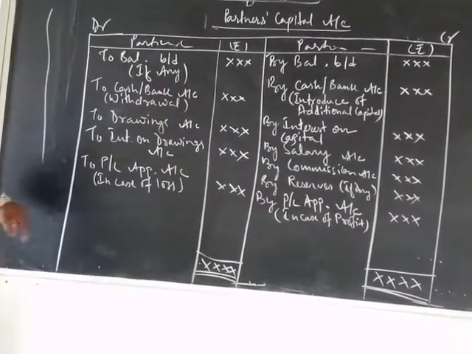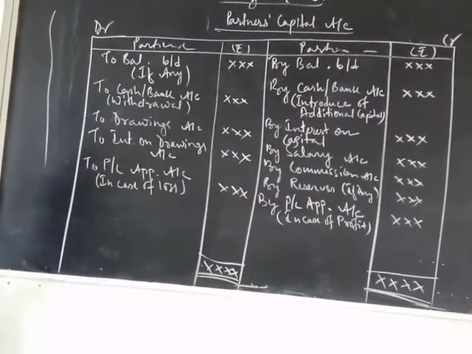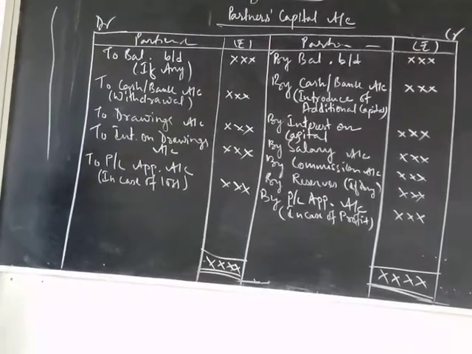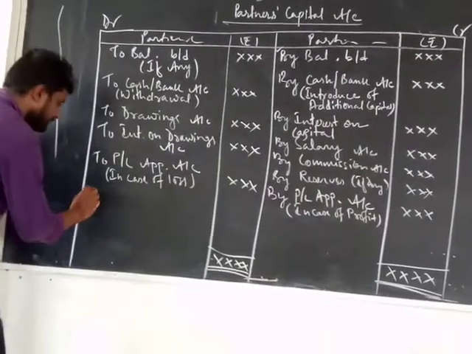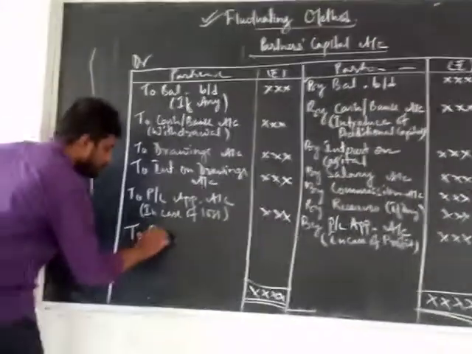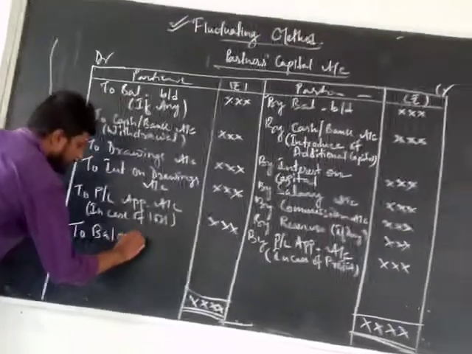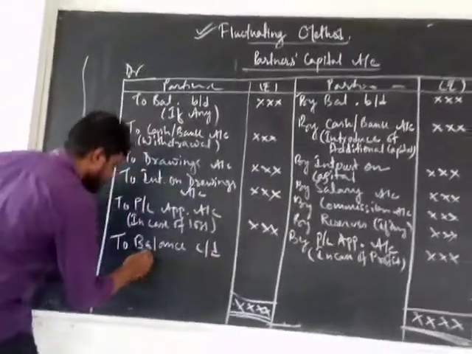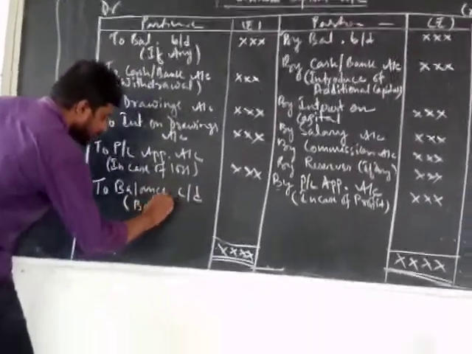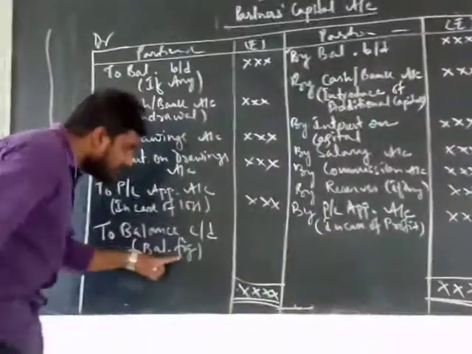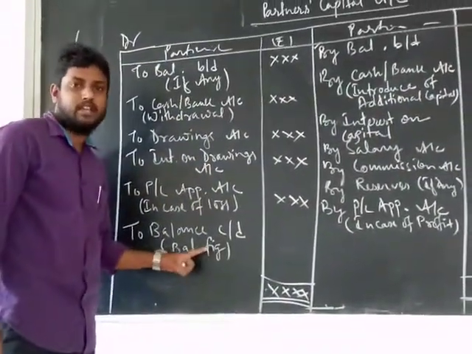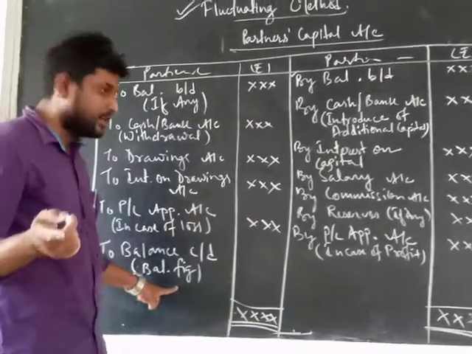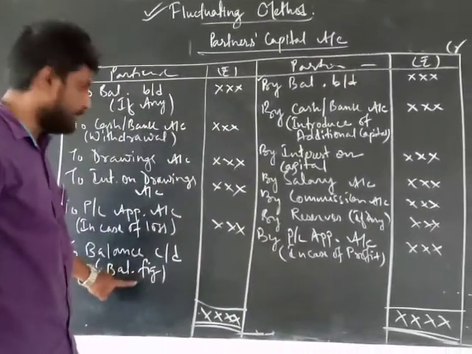Done? Both sides we will write. Now again, some balances will be there. So if on this side balances will be there, then we will write to balance c/d. We will write the balancing figure. And this balancing figure will go on your balance sheet. Where? Balance sheet. I will show you later. Okay? Under the head of liability side.